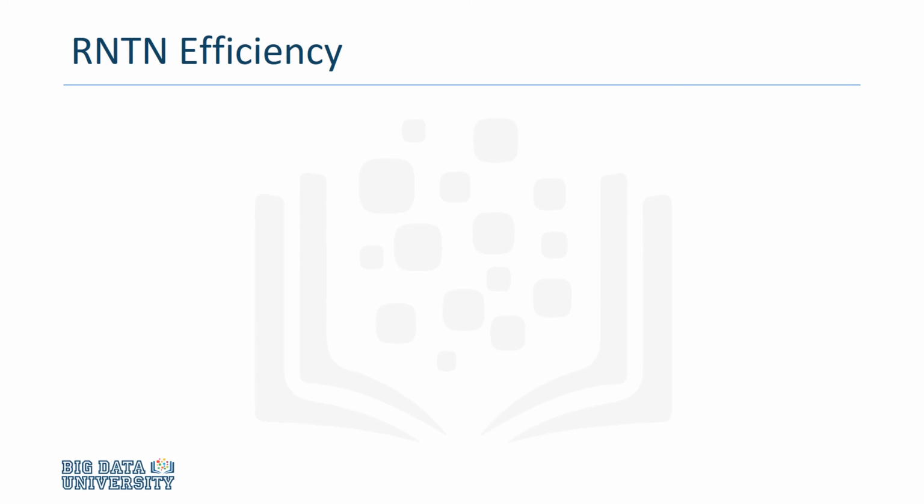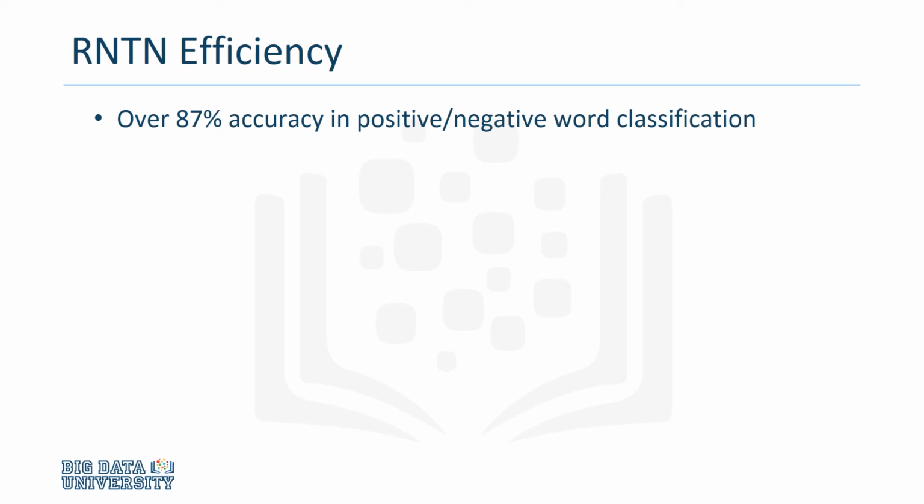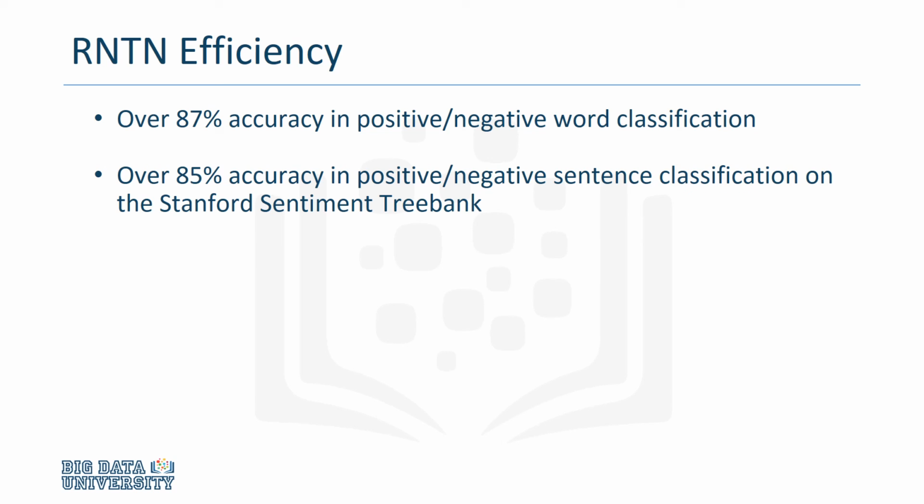It turns out that RNTNs outperform the known alternative methods. It has achieved over 87% accuracy in positive-negative word classification and over 85% accuracy in positive-negative sentence classification on the Stanford Sentiment Treebank. This is a sentence classification accuracy that's more than 3% higher compared to normal recurrent networks.